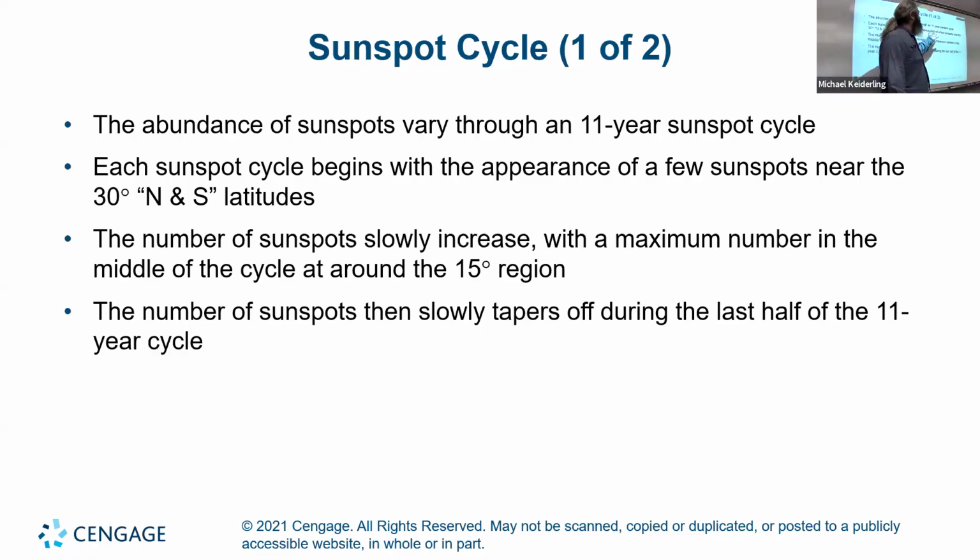So the abundance of sunspots varies through an 11-year sunspot cycle, where the abundance climbs up and then sinks down again. Each sunspot cycle begins with the appearance of a few sunspots around 30 degrees north and south latitudes, and the number of sunspots slowly increases, with a maximum number in the middle of the cycle around the 15-degree region, and then the number of sunspots slowly tapers off in the last half of the 11-year cycle. And they actually move where they show up on the sun as well through the cycle.